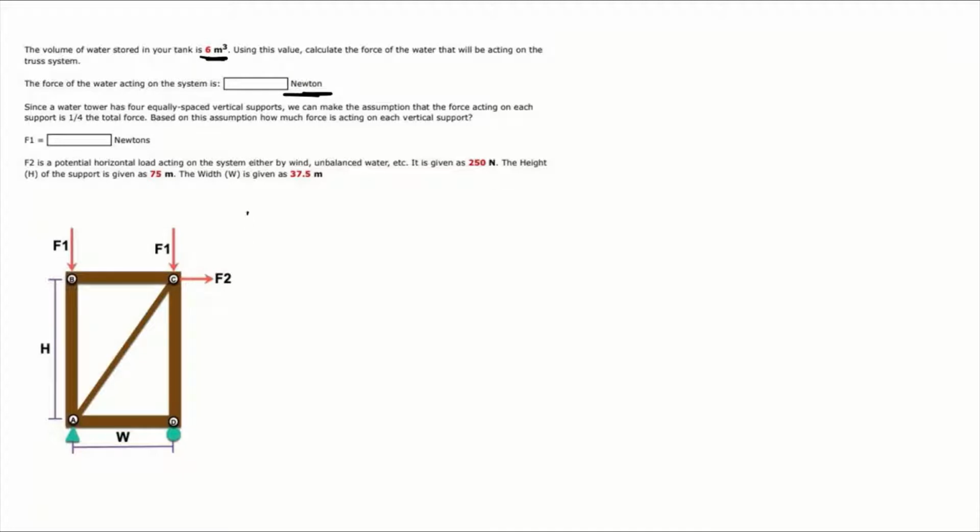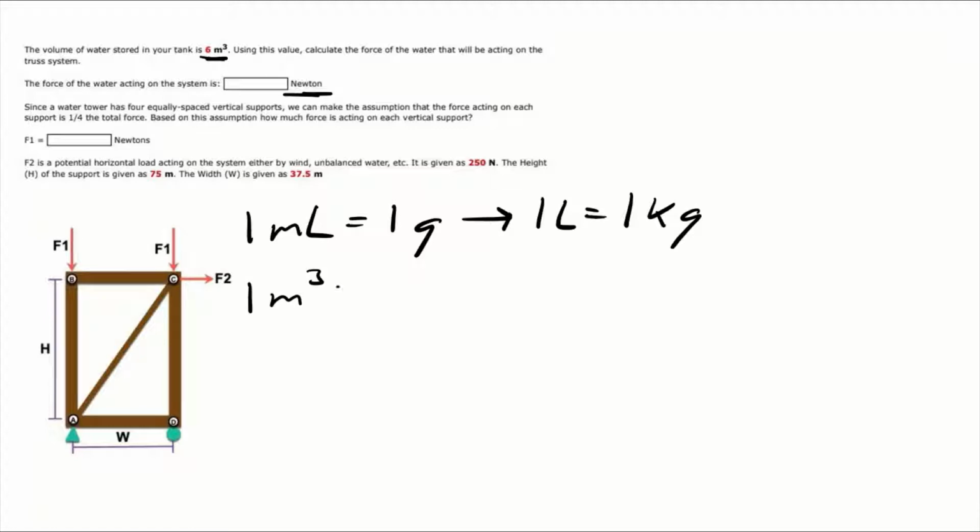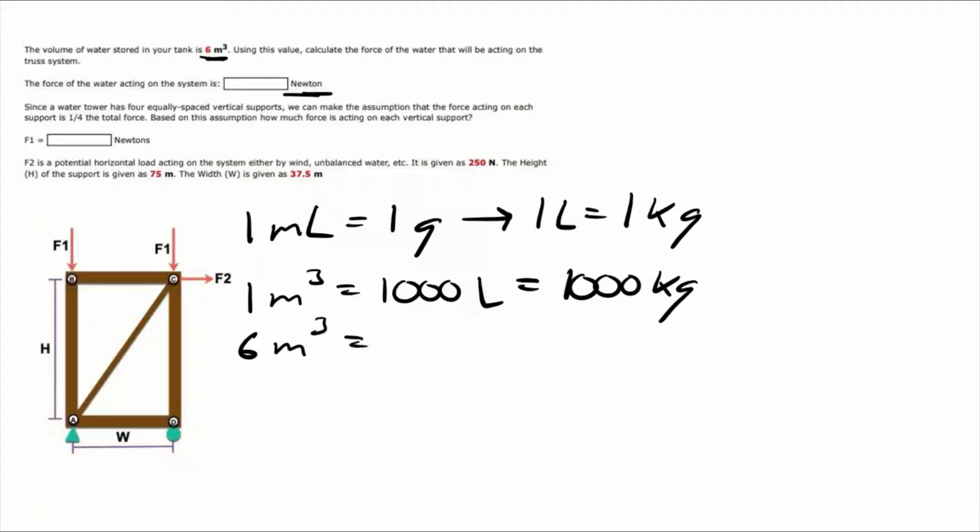So starting out, we know that 1 milliliter of water is equal to 1 gram of water. Using that, we know that 1 liter, which is 1,000 milliliters, is equal to 1 kilogram of water, which is 1,000 grams. 1 cubic meter of water is equal to 1,000 liters of water, which is equal to 1,000 kilograms of water. So we have 6 cubic meters, which is equal to 6,000 liters of water, which is equal to 6,000 kilograms of water.